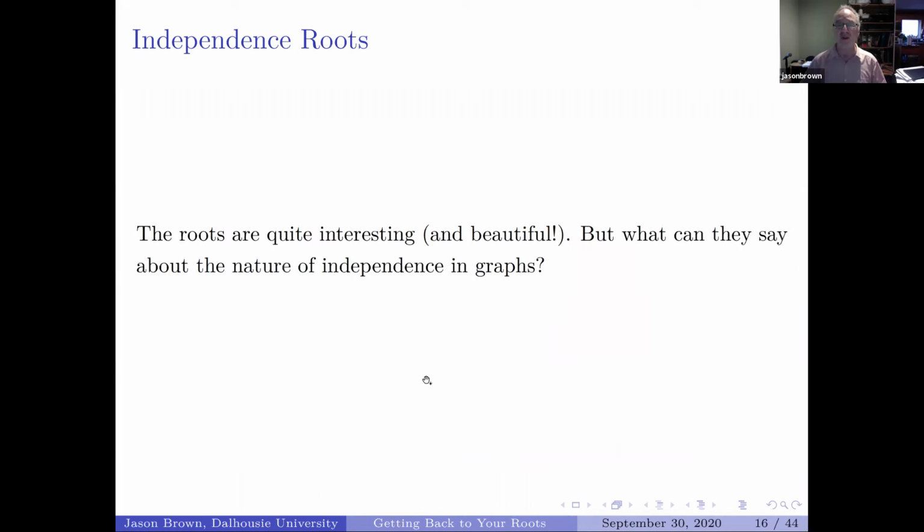So the roots are really quite interesting and beautiful. But what can they say about the nature of independence in graphs? So this is going to be: what are the applications of independence roots and considering them? And what can we say, on the other hand, simply because we want to look at the roots?